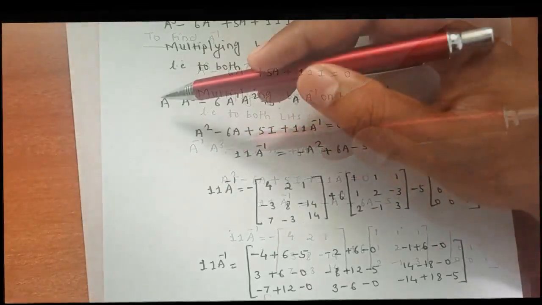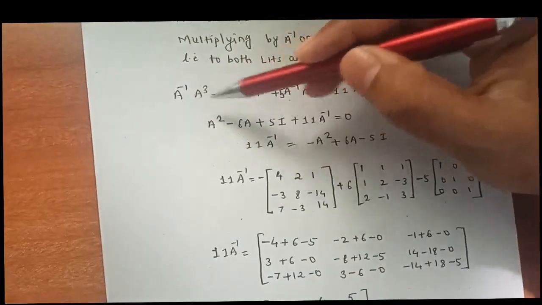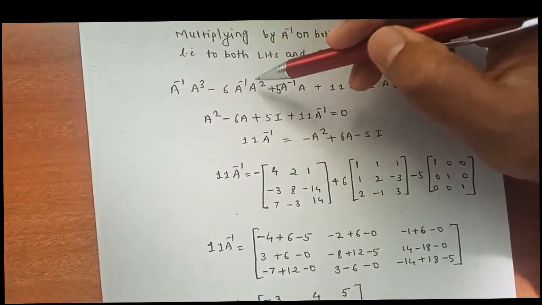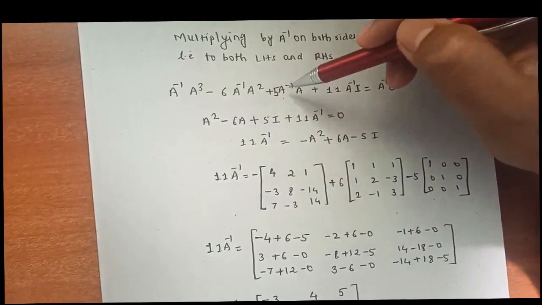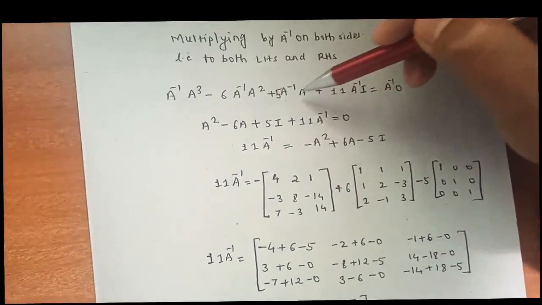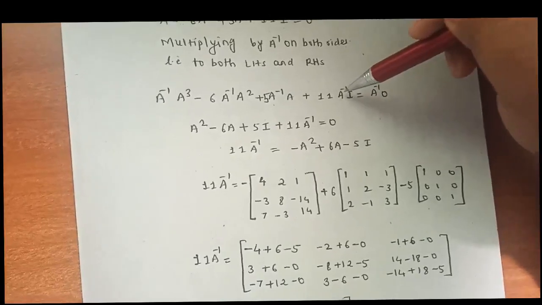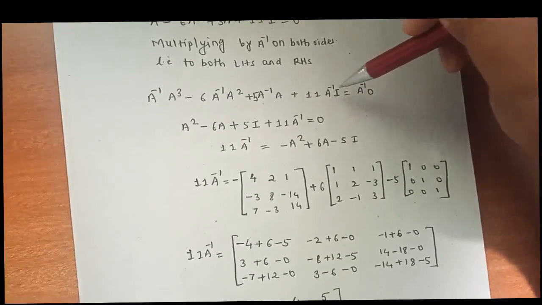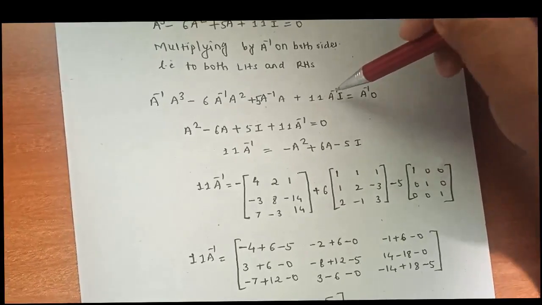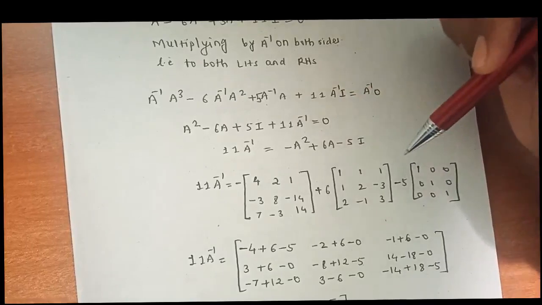Now A inverse into A cube, like 1 by A into A cube, so A cancels and it's A square. Again A inverse into A square, so one A is cancelled. A into A inverse is I, we know that's the identity, we noted it down. So this is 5I. 11 A inverse into I. Any matrix you multiply with I, you get the same matrix. So 11 A inverse will finally be equal to 0 into this, which is going to be 0.